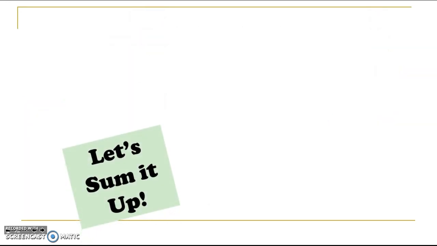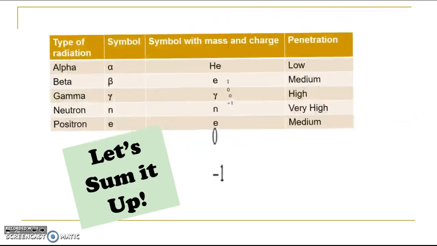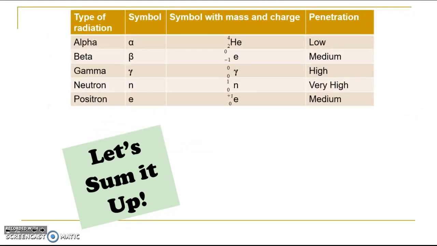Okay, let's sum it all up. We are almost there. Type of radiation. So here we go. There are 5 listed here. Here's the first one, alpha, beta, gamma. Now, neutron, we didn't cover. You may see it. We're going to talk about it briefly here, but those are the 4 that you really need to know. Here are the symbols, alpha, beta, gamma.